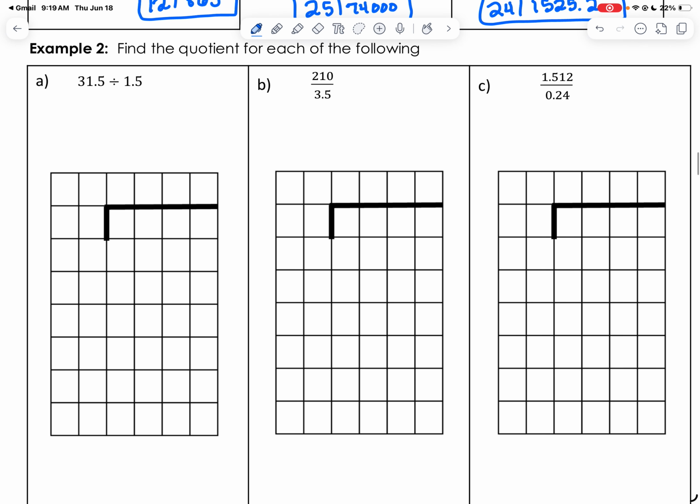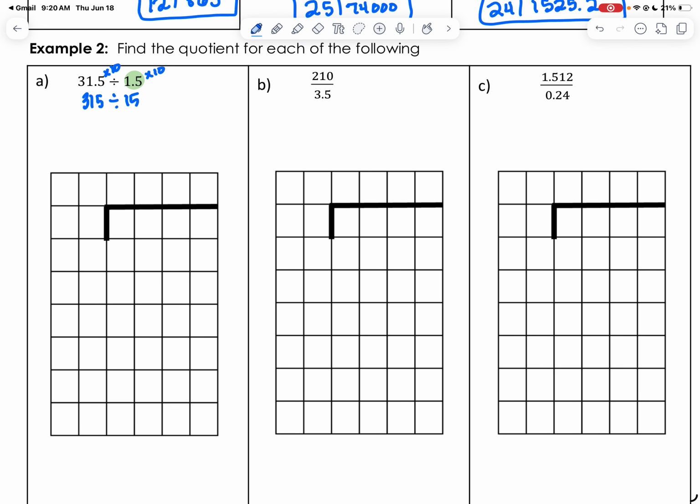Find the quotient for each of the following. And in problem A, we have 31.5 divided by 1.5. So let's start off by identifying our divisor. Our divisor is 1.5. There's one number after the decimal. So that means to rewrite it as a whole number, I'll have to multiply it by 10. When we multiply by 10, we just move the decimal one place to the right. So this would become 315 divided by, move the decimal one place to the right, 15.